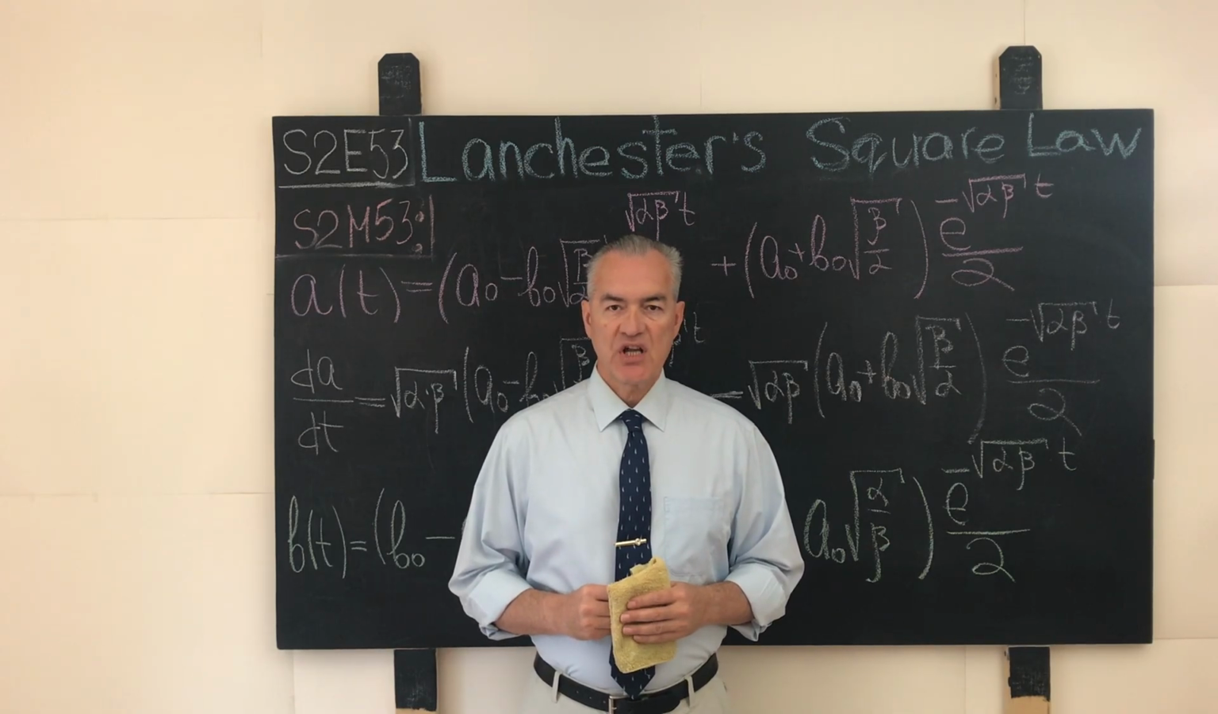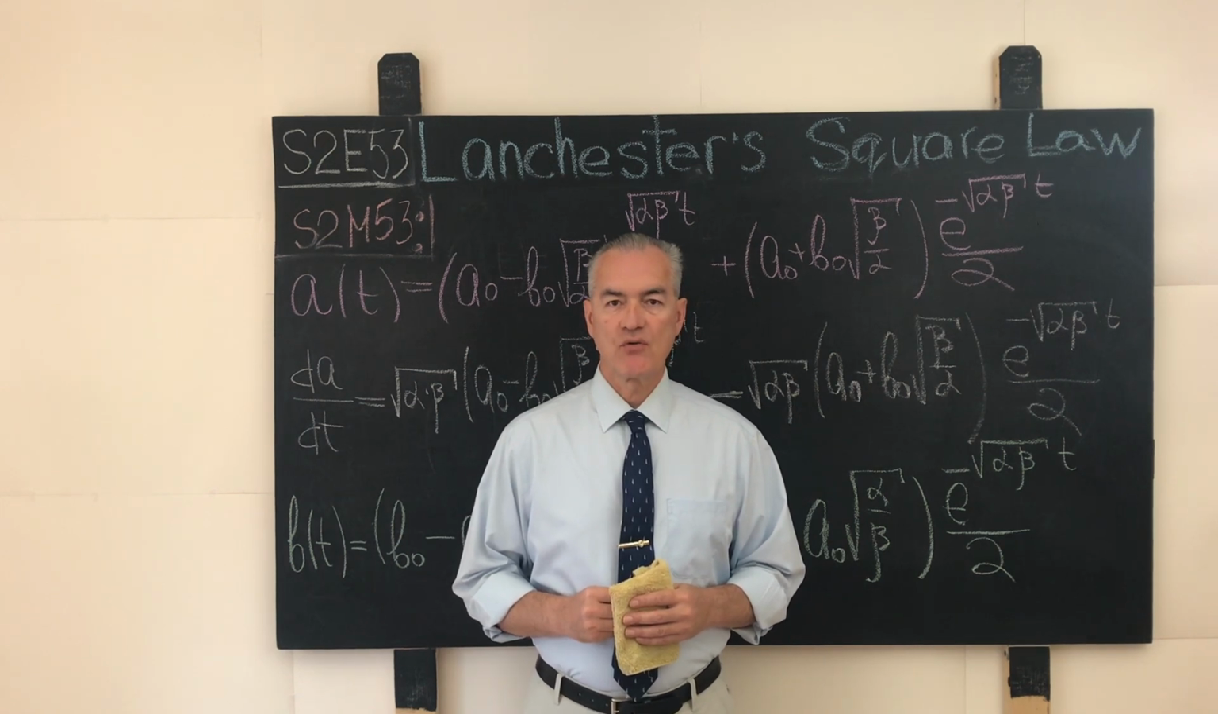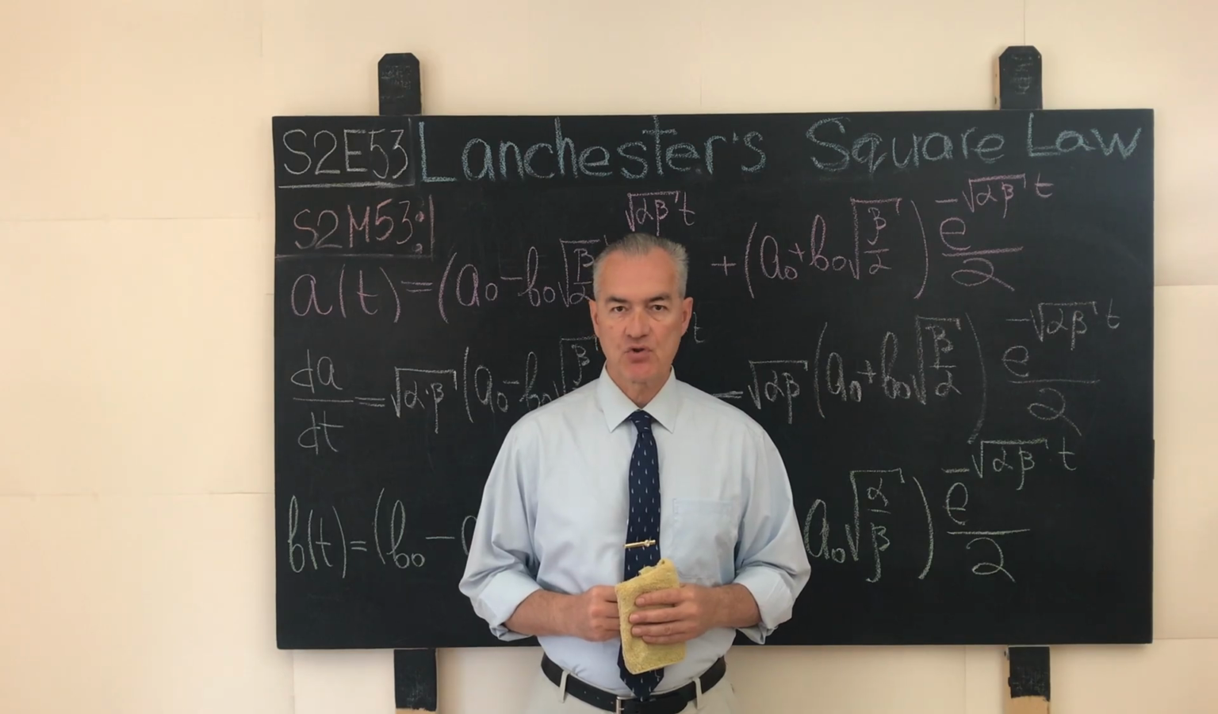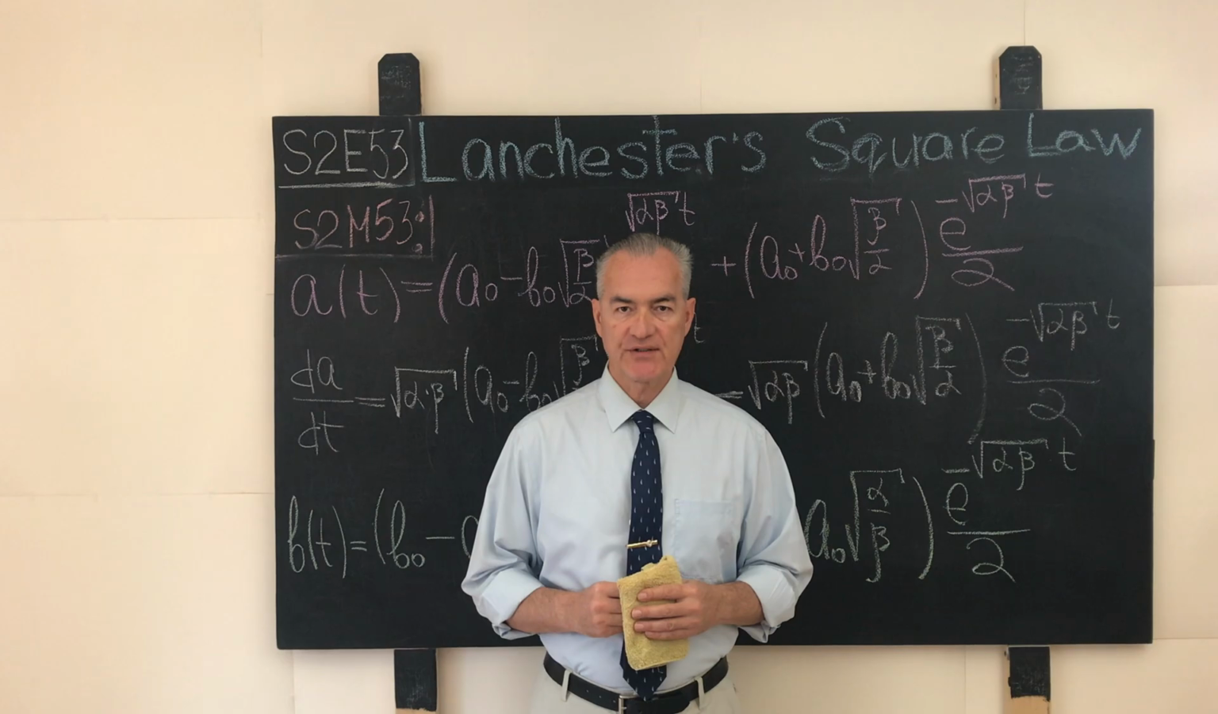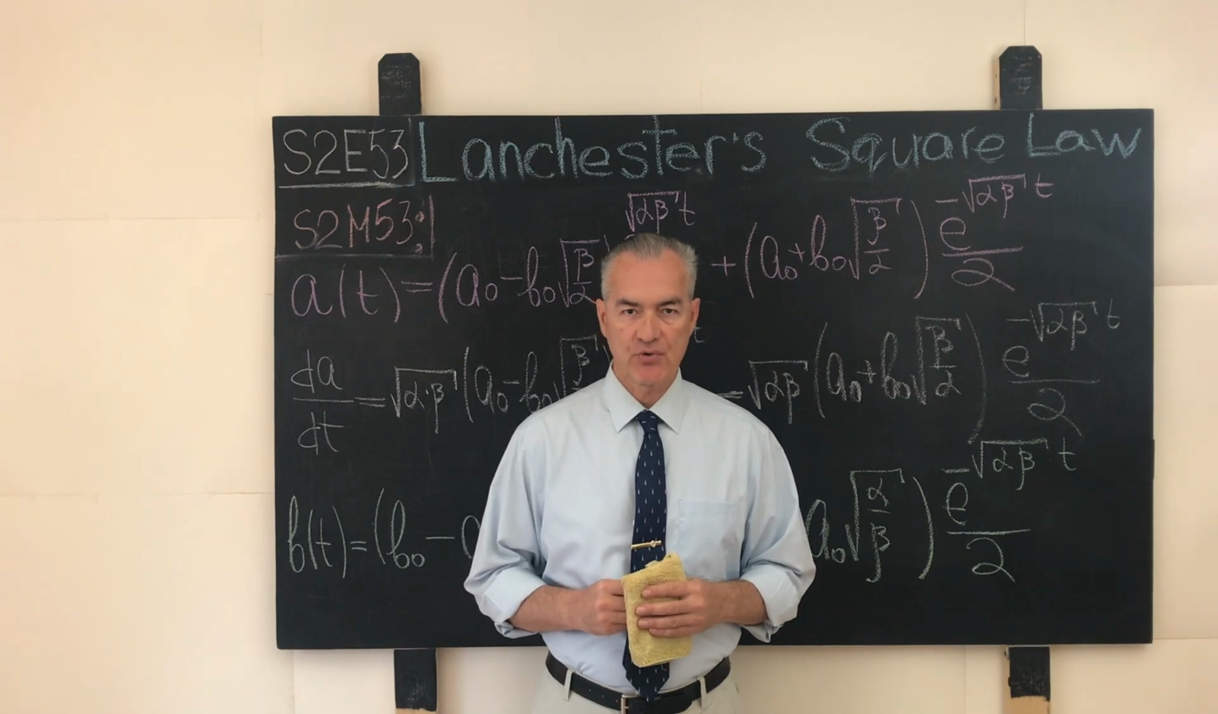Now that we obtained the shape of the function a of t, which represents the time evolution of the number of fighting units of the army A, obtaining a similar expression for the function b of t that represents the time evolution of the number of the fighting units of the army B can be done in a number of different ways depending on the target audience and depending on the purpose of that computation.